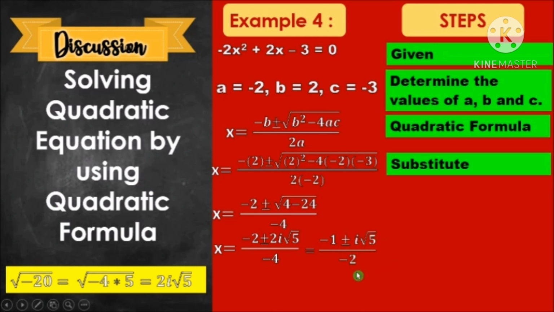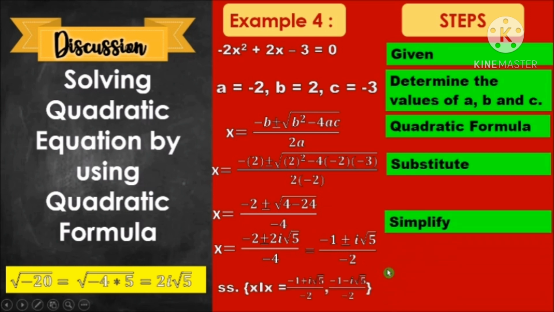Dahil hindi naman na natin pwedeng pagsamahin ang terms sa numerator dahil ito ay real number at ito ay imaginary number. Ang pwede na lamang natin gawin ay paghiwalayin ang plus at minus. So, the solution set x such that x is equal to negative 1 plus I square root of 5 over negative 2 at negative 1 minus I square root of 5 over negative 2. And that will be your answer.